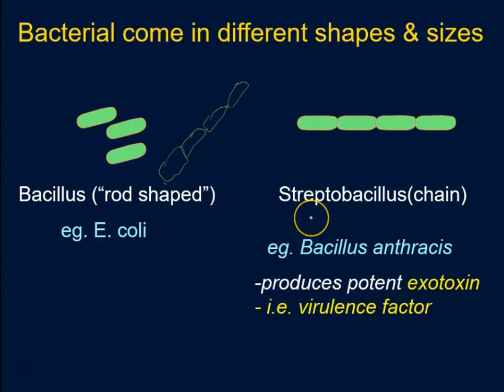If you've ever looked at pictures on Google Images or something of Bacillus anthracis, they'll form this really long chain. It almost looks like a cable, because there are actually chains made up of rod-shaped bacteria. Bacillus anthracis, of course, as I talked about earlier, also produces a potent exotoxin, which gives it the ability to be highly pathogenic. So exotoxin is, in this case, the virulence factor. Bacillus anthracis also has the ability to form spores, so it can basically stay dormant for a long period of time.